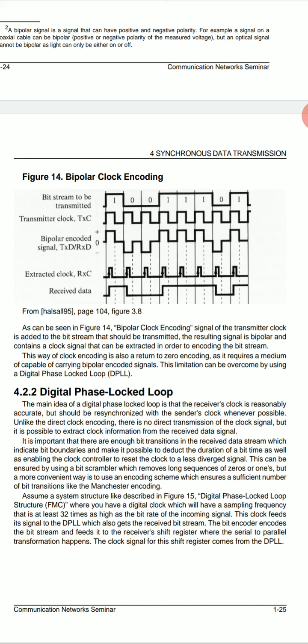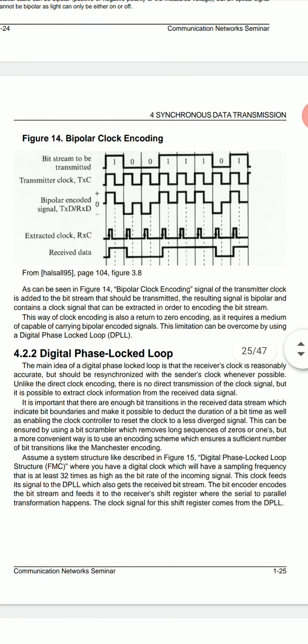So we can see here in the figure, the bipolar clock encoding of the transmitter is added to the bit stream that should be transmitted, and the resulting signal is also bipolar. It contains a clock signal that can be extracted in order to decode the bit stream. This way of clock encoding is also called return to zero, as it requires a medium that is capable of carrying the bipolar signal.